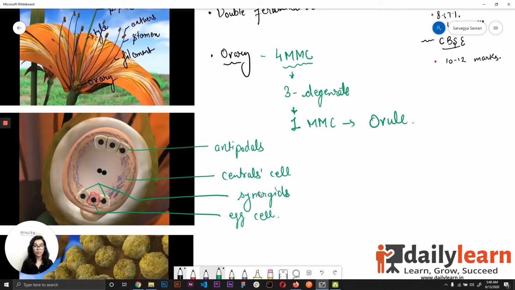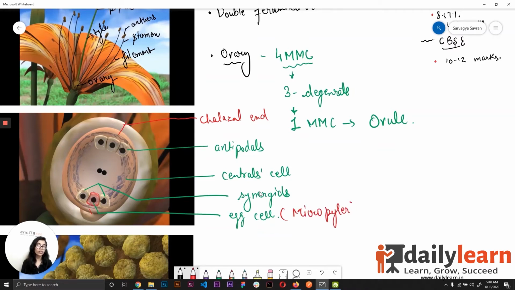Now, it is important for you people to understand that this is the chalazal end of the entire ovule, and this is how we write it, chalazal end. And the end where the egg cell is present is called the micropylar end.